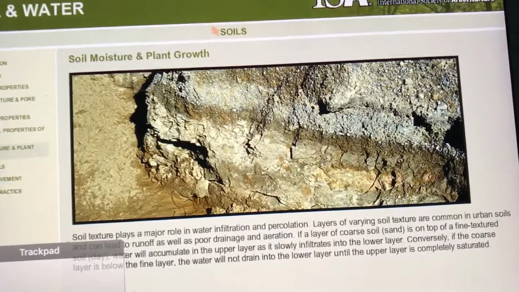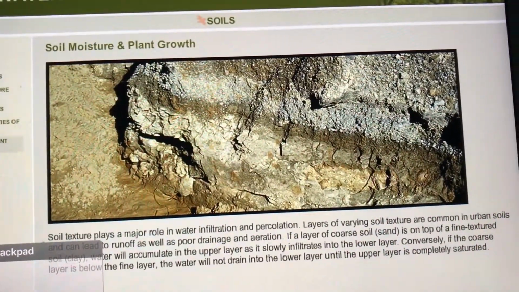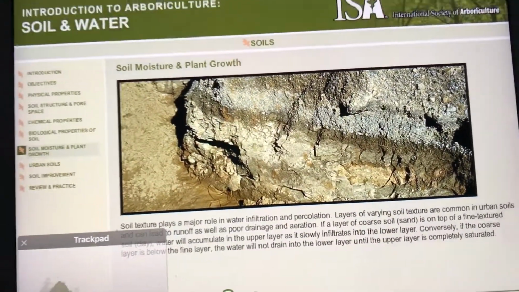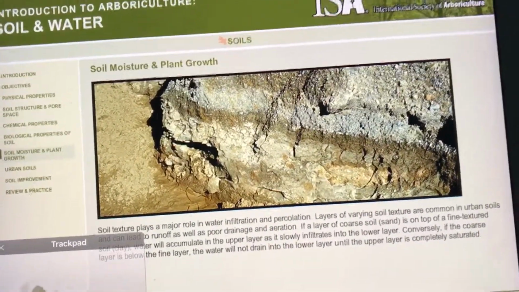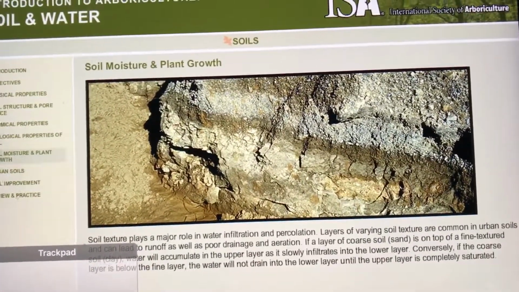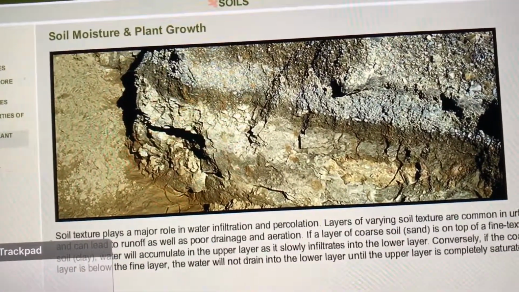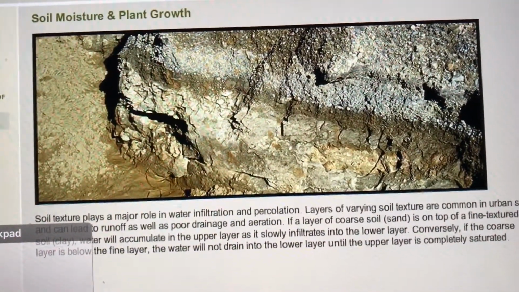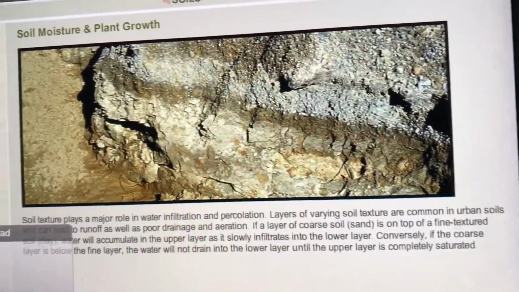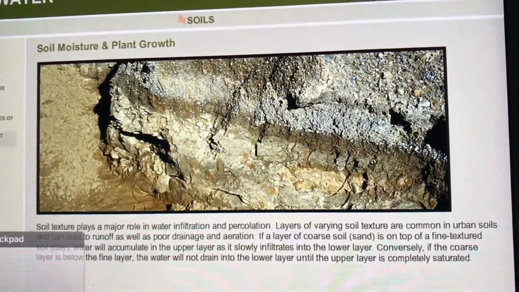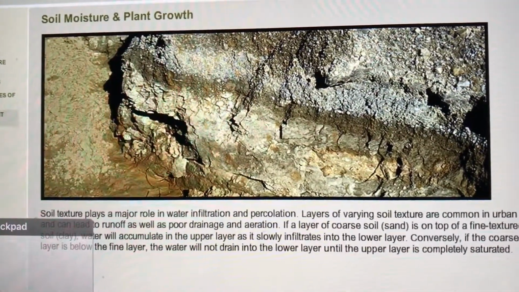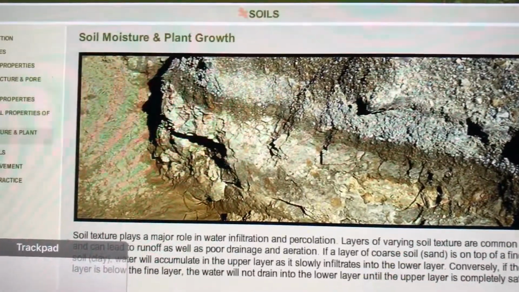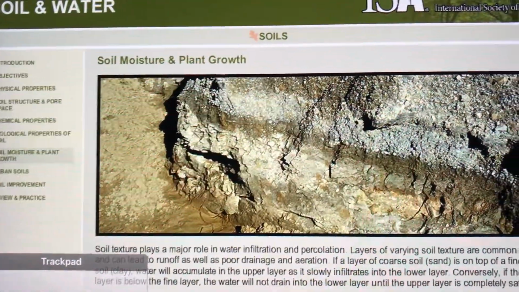Soil texture plays a major role in water infiltration and percolation. Layers of varying soil texture are common in urban soils and can lead to runoff as well as poor drainage and aeration. If a layer of coarse soil, sand, is on top of a fine-textured soil, clay, water will accumulate in the upper layer as it slowly infiltrates into the lower layer. Conversely, if the coarse layer is below the fine layer, the water will not drain into the lower layer until the upper layer is completely saturated.